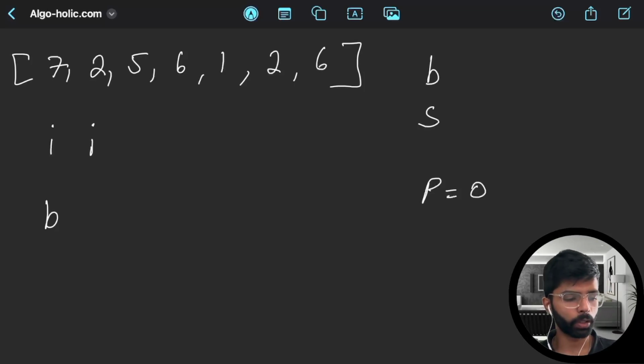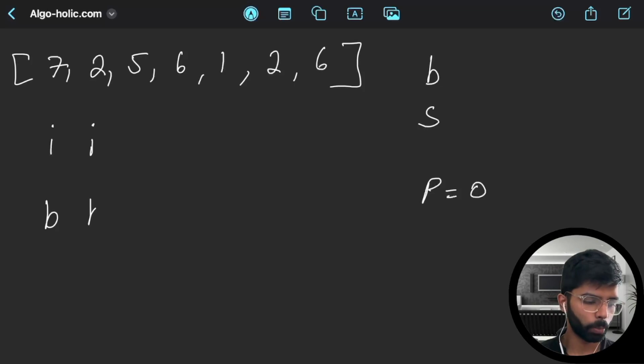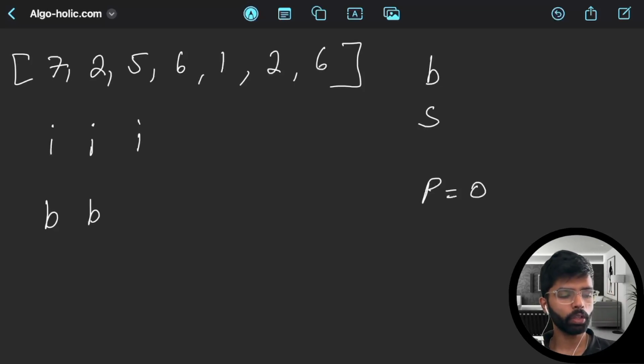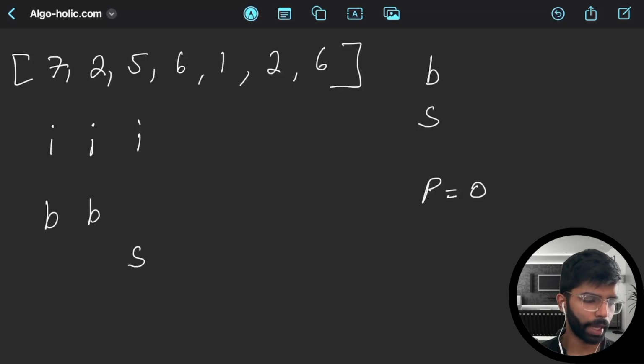I moves to the next pointer. Now we found a value which is less than 7. So we would like to buy it at 2 instead of buying it at 7. So we change the value of B. We move I. Now we found a value which is more than B. Now it doesn't make sense for us to move the value of B because we are paying 2 currently. Why would we want to pay 5? So we assign S to this. So we are buying at 2 and selling at 5.